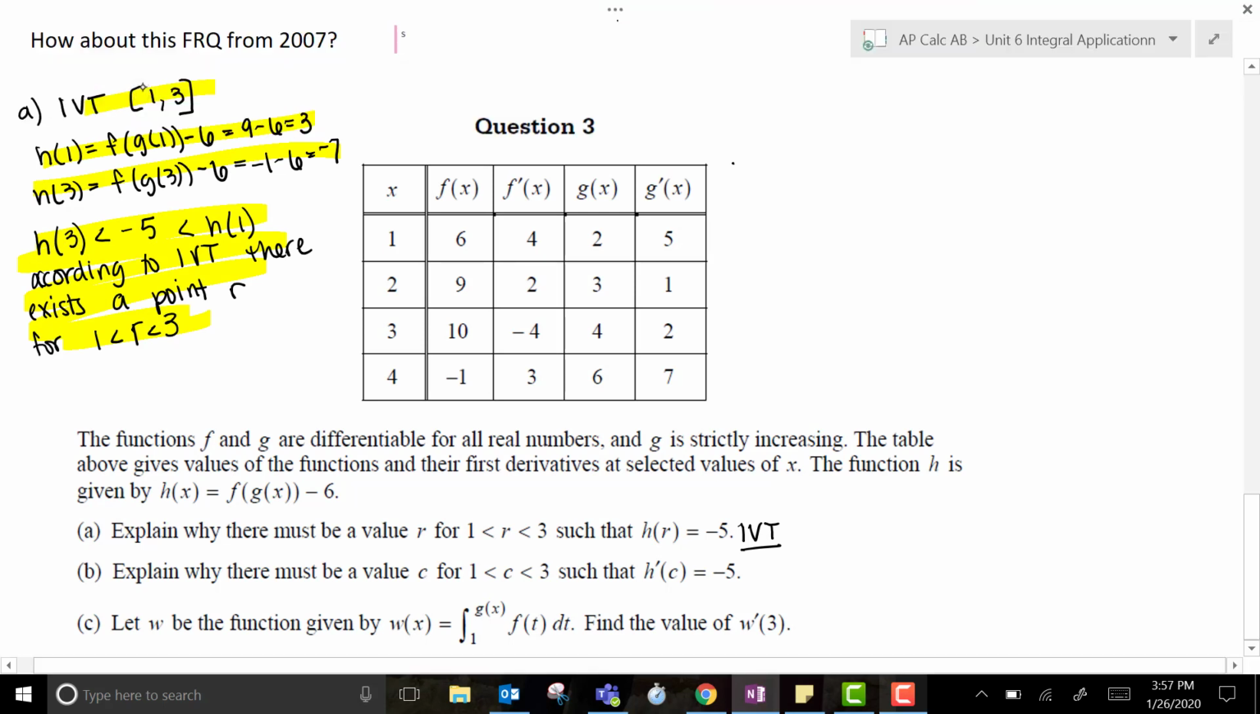All right, let's get part B. Explain why there must be a value C for one C is between numbers 1 and 3, such that H prime of C is -5. All right, now we are looking at mean value theorem for this guy right here. So let's get this done. We're looking over the interval 1 to 3, mean value theorem. So we need to know what is H of 1 and what is H of 3.